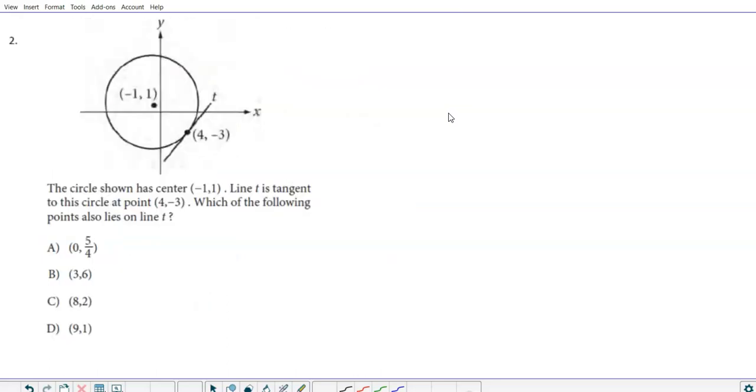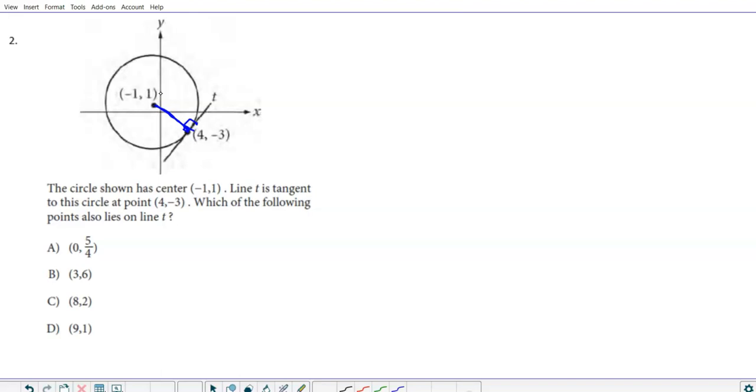Here's number 2, another graphing one. So the circle has a center at -1, and the line is tangent. I don't know if you remember this, but whenever you have a tangent line, this forms a 90-degree angle there. So right there at the point of tangency, it would be 90 degrees. Which of the following points also lie on line T?